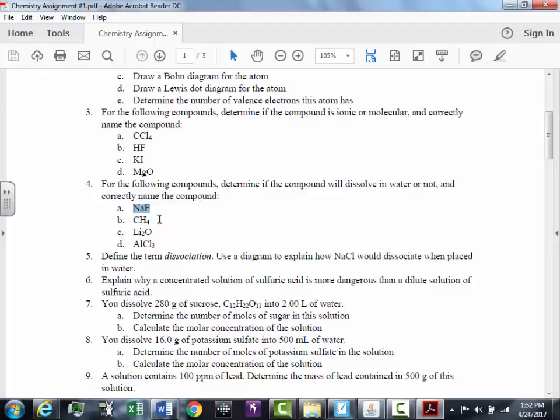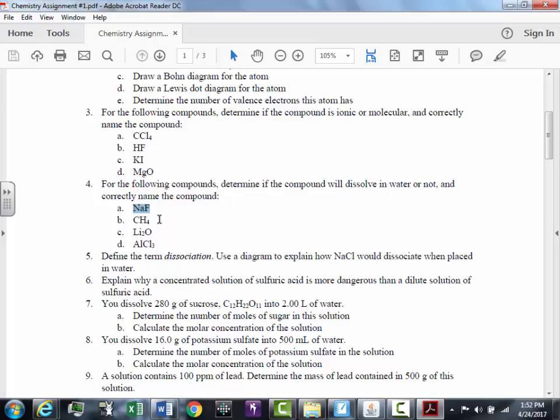Let's try the next one, CH4. Anybody know what CH4 is? It's got a special name. Jason, you better go up there. Yeah, it's methane. It's methane gas, CH4. It has a special, unique name.